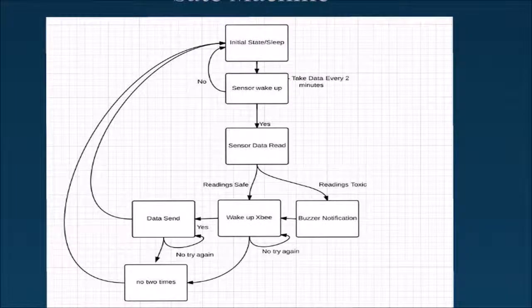Initially the system starts off asleep. Every 2 minutes it will wake up and take the sensor reading. If the reading is toxic, it will automatically do a buzzer notification to alert the workers to leave. After that, if required, it can store the data and send it wirelessly through XBees, or any other sort of data storage. Then it will reset itself to go back to sleep and come back on again every 2 minutes. This will allow, in a regular 8-hour day, workers to be continuously notified when levels are dangerous to evacuate.